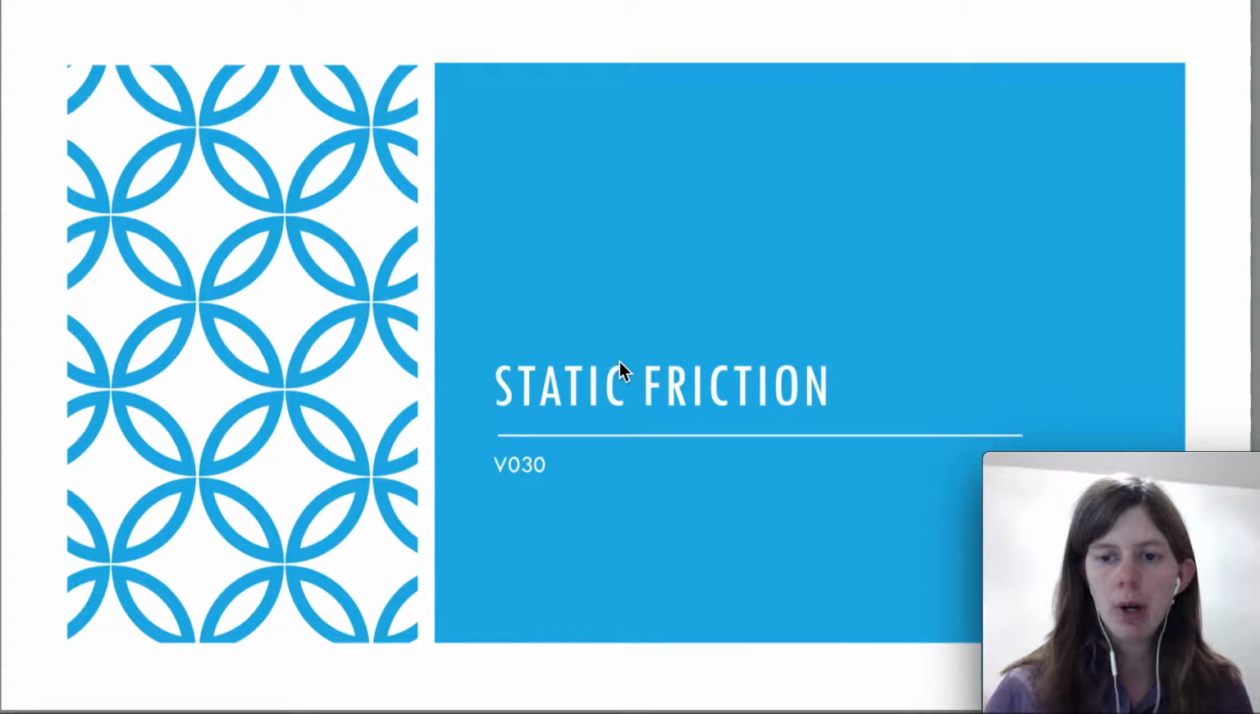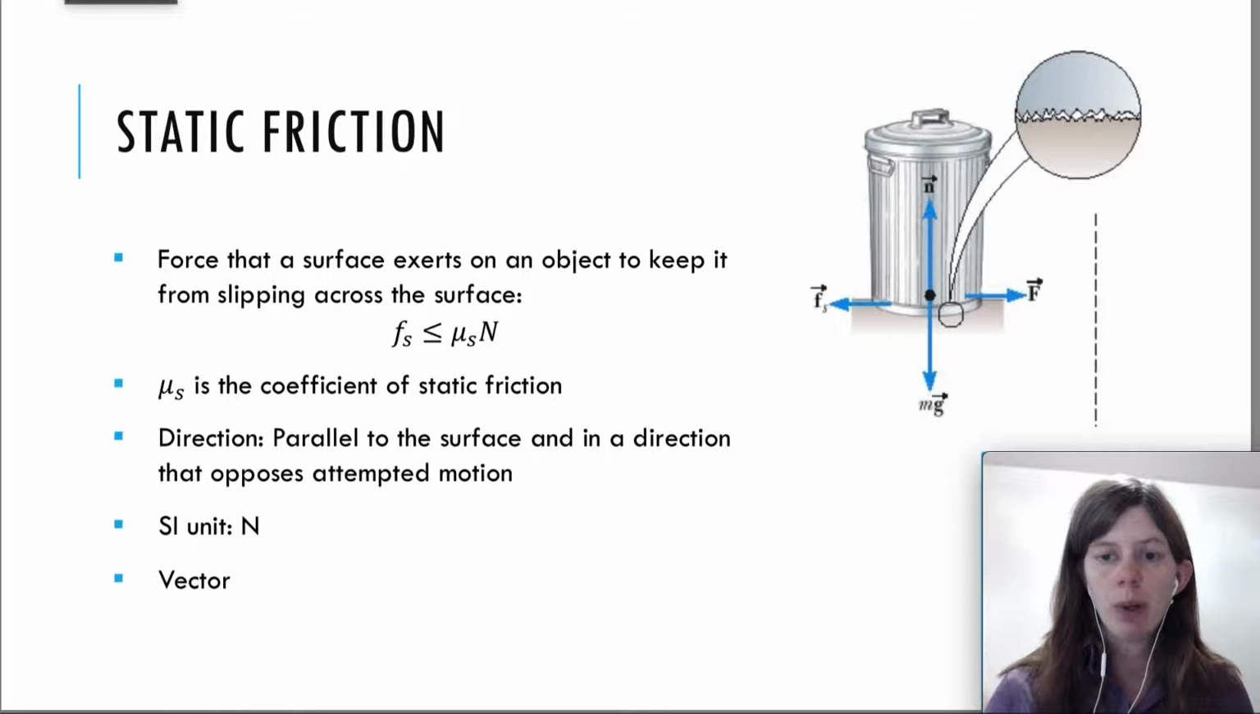In this video, we're going to talk about static friction. In the previous video, we just talked about kinetic friction. Kinetic friction was friction that occurred when the object was moving. Static friction occurs when the object is at rest. It's the force that keeps the object from moving when you're trying to move the object.